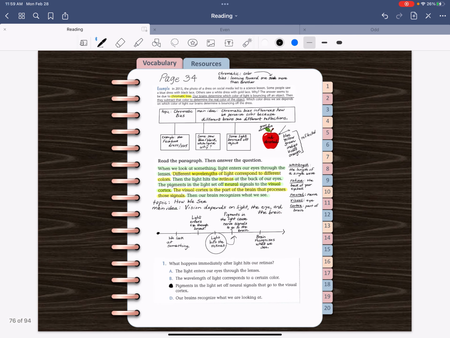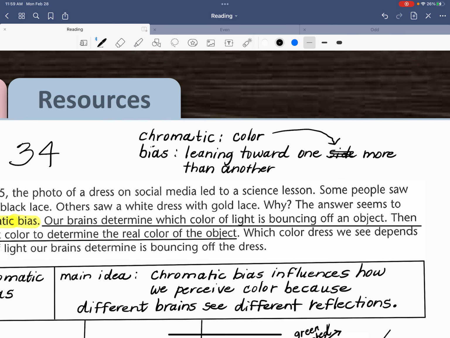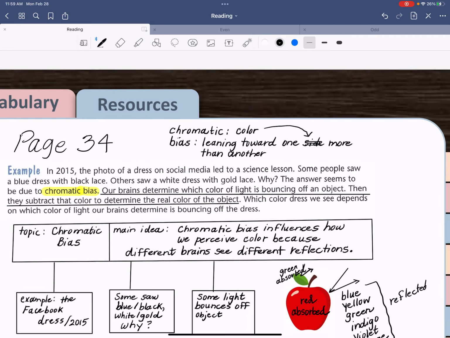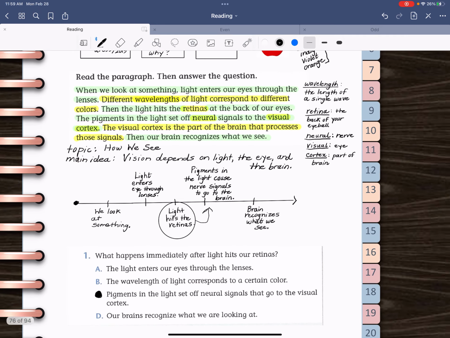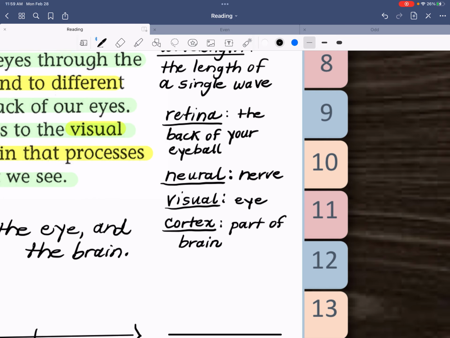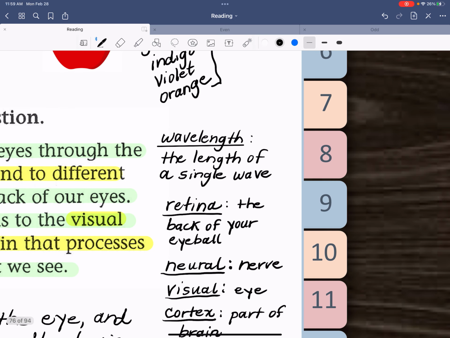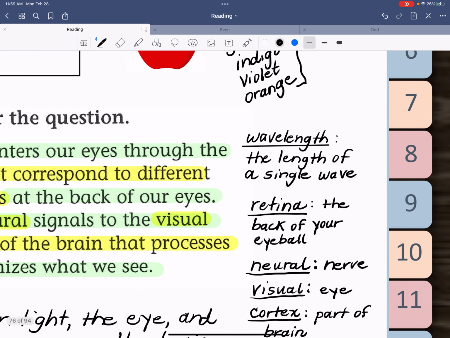So let me just review. We talked about the fact that chromatic refers to color. Bias is leaning toward one side more than the other. We talked about wavelength, which is the length of a single wave, and we looked at the rainbow. Do you remember which color has the longest wavelength? It's red. And which color has the shortest wavelength? It's violet.